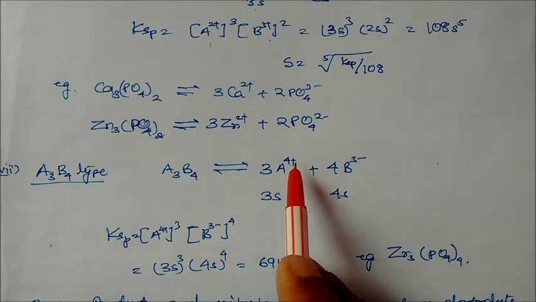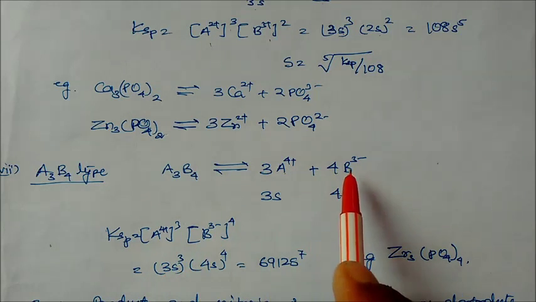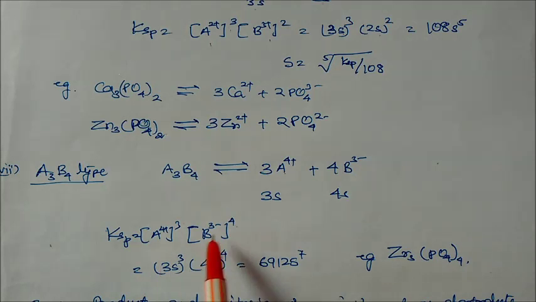Concentration of A to the power 3, B to the power 4, so write it as (3s) to the power 3 whole to the power 4. If you solve it, you get 6912 s to the power 7. For example, we have zirconium phosphate. So these are the different types of expressions of the salts.